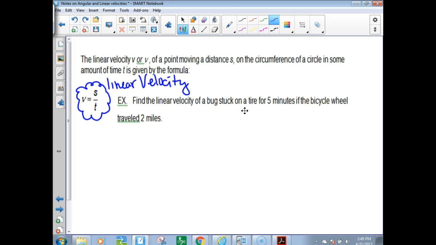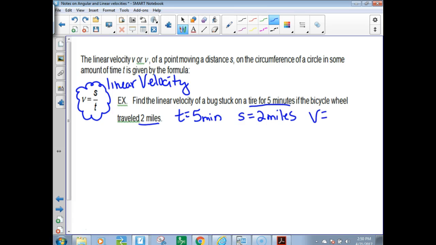Find the linear velocity of a bug stuck on a tire for 5 minutes if a bicycle wheel is traveling 2 miles. For a bug, you've got a time of 5 minutes. Another 5-minute venture. So we have a t of 5 minutes. That's how you dissect the word problem. You've got a distance. If it's a distance over time that a bicycle wheel is traveling, what letter is it in the formula? S. So s equals 2 miles.